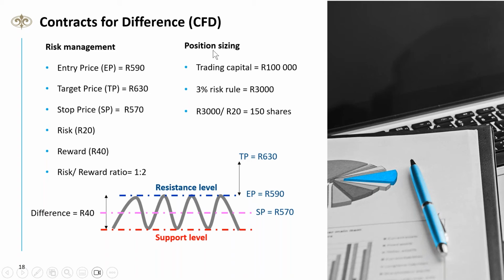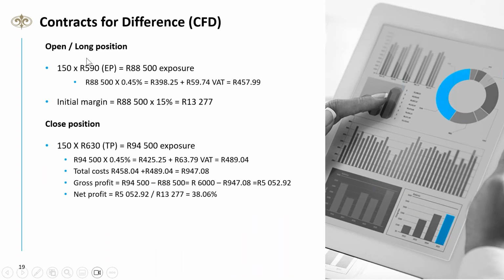Okay, so I'm using 100,000 Rand trading capital. 3% of that, my 3% risk rule, is 3,000 Rand. Whatever that is, divided by my stop loss, my risk, which is 20 Rand, tells me how many shares to buy. This is what we call position sizing. So I can buy 150 shares. On the CFD for a long position, I'm buying 150 shares at 590. My exposure would have been 88,500.